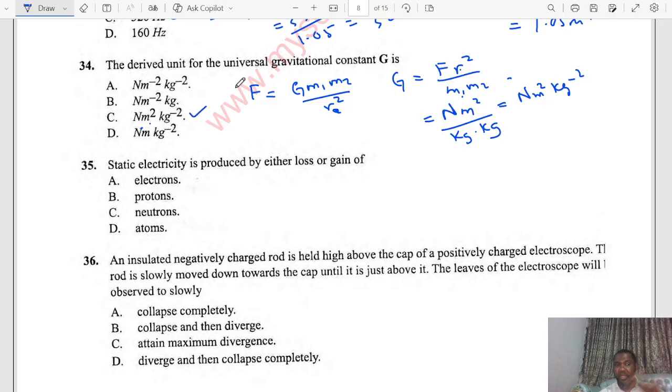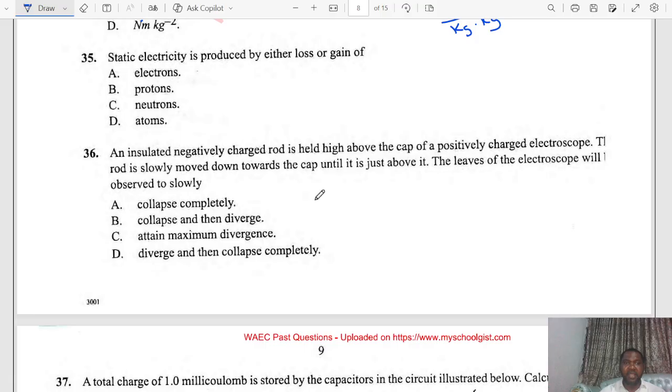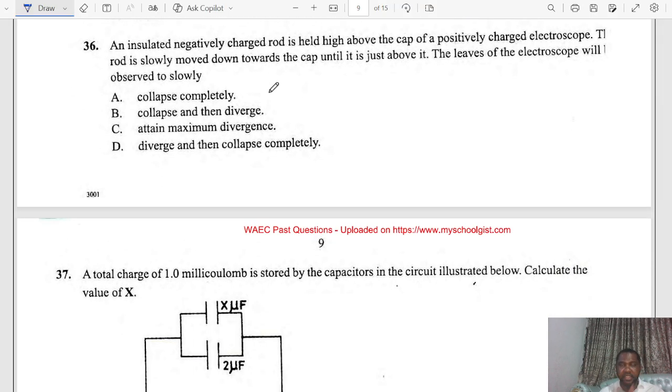See, quite easy, right? Now the next one says static electricity is produced by either loss or gain of electrons. Loss or gain of electron produces static electricity.